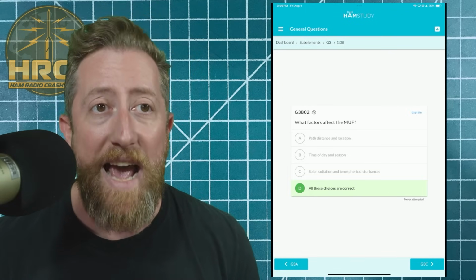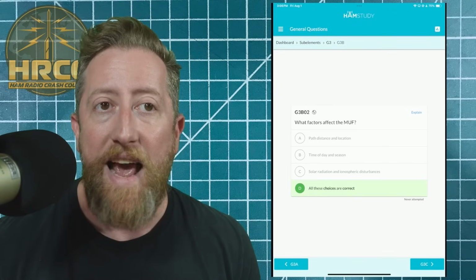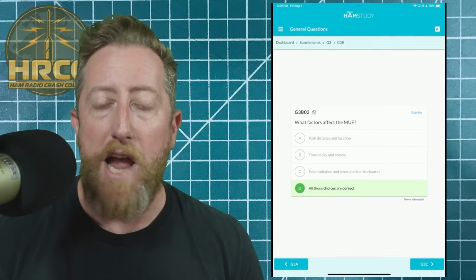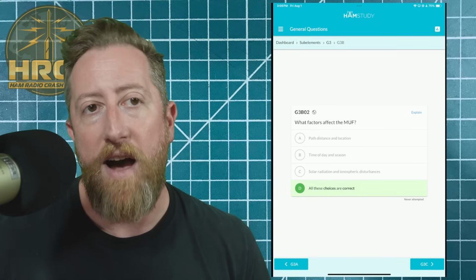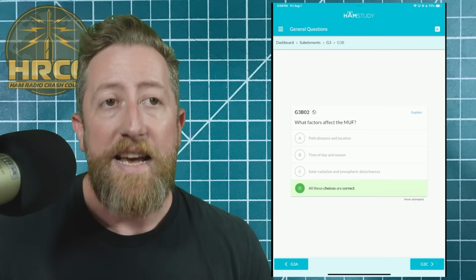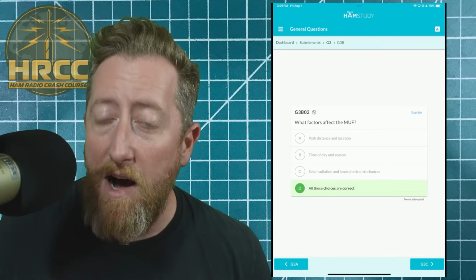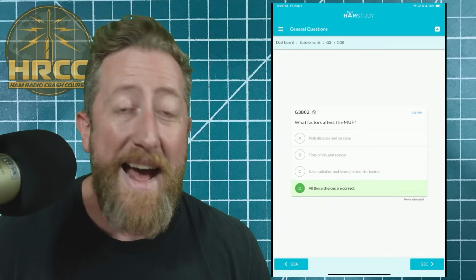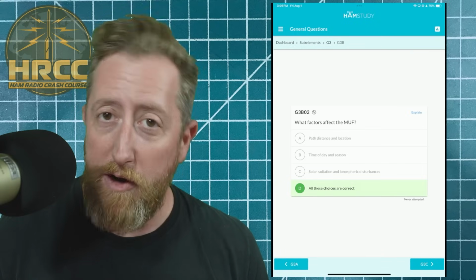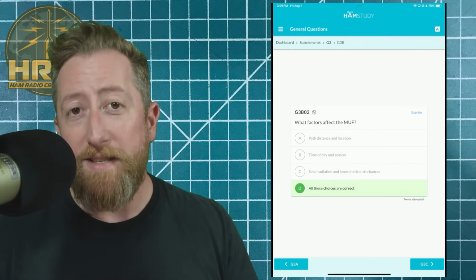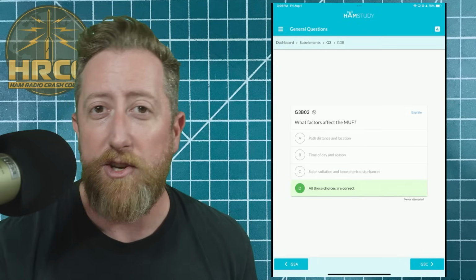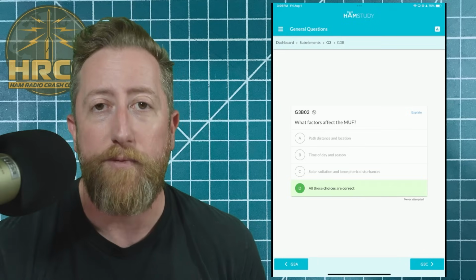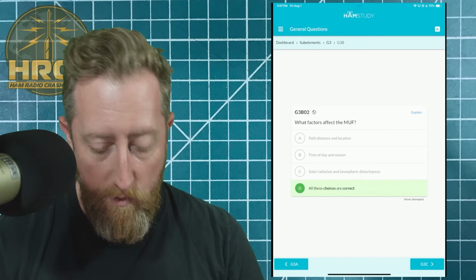So that includes A, path, distance, and location. B, time of day and season, and C, solar radiation and ionospheric disturbances. So all of that will affect the MUF. And what is the MUF? It is the maximum usable frequency, meaning the highest frequency you can use and still be able to get propagation and get your radio waves to go out from your radio into the atmosphere, wherever it's going.